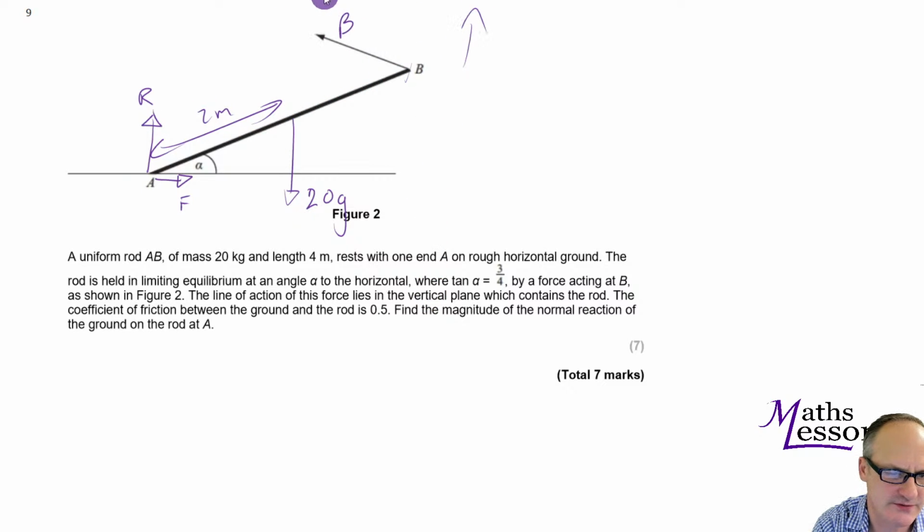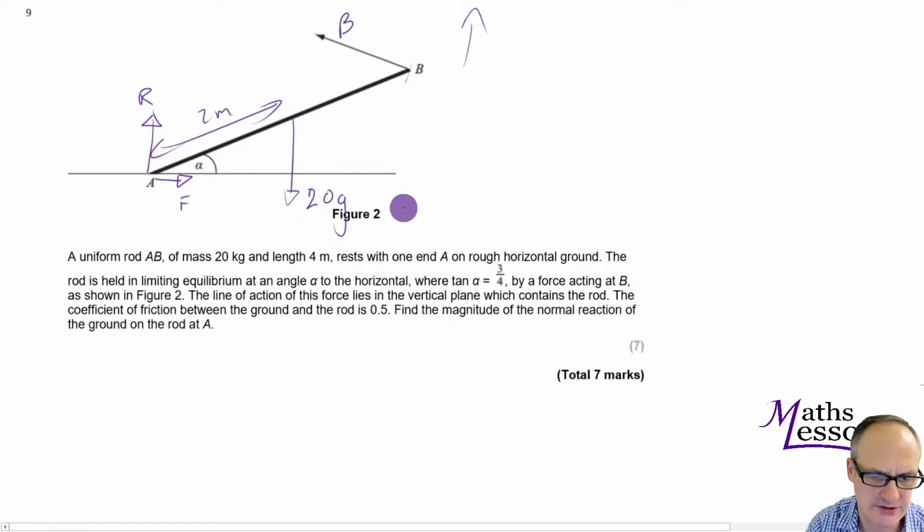It just means as if you were to cut a line through this, you can imagine the screen being the plane. That's the plane, vertical plane it's talking about. Anyway, the coefficient of friction between the ground and the rod is 0.5. So we know that mu equals 0.5. And we want to find the magnitude of the normal reaction of the ground at A. Okay, so we know that tan alpha, let's start with that piece of information, equals 3/4.